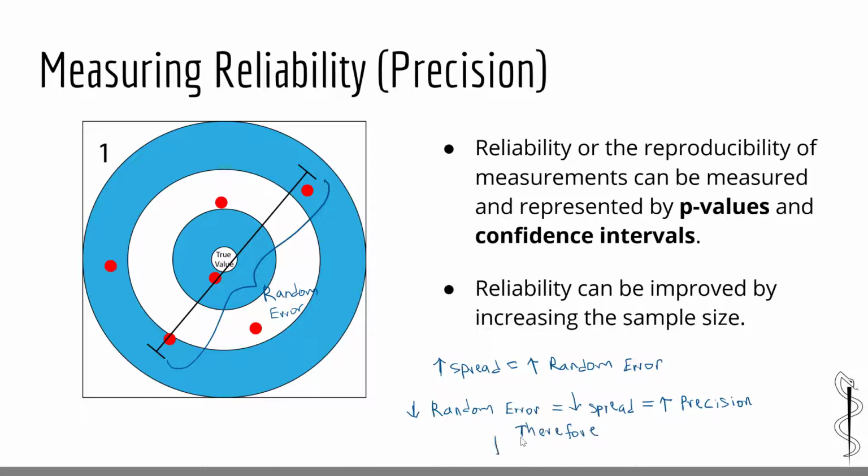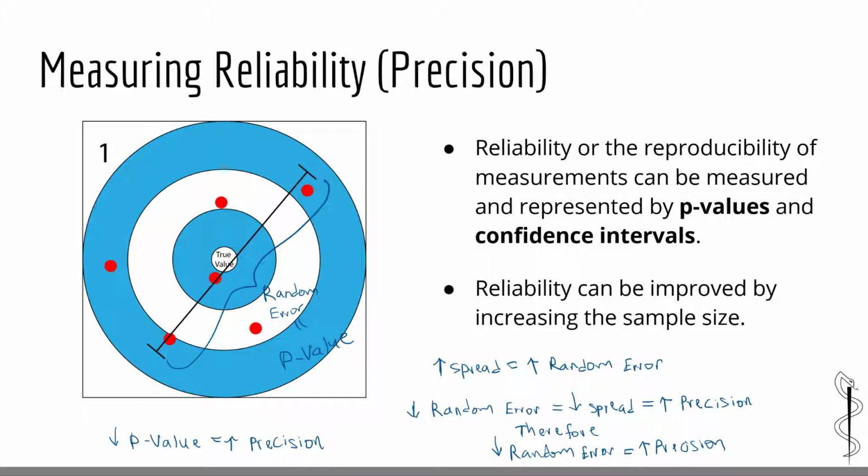Therefore, random error can be thought of as an inverse measure of precision. The higher the random error, the lower the precision, and vice versa. So going back to the p-value, we said the p-value was a measure of the probability of observing a measurement due to random error. Therefore, a p-value can be thought of as a measure of random error. This is why researchers always want measurements with low p-values, because it indicates low random error and therefore high precision in the measurement. So how do you increase precision?